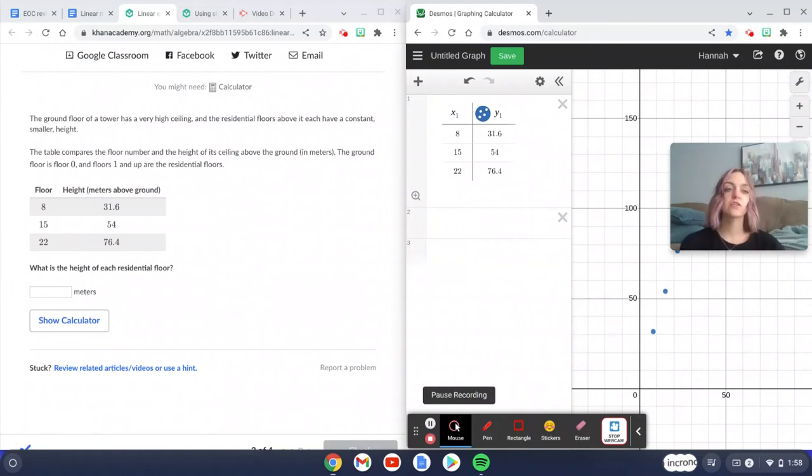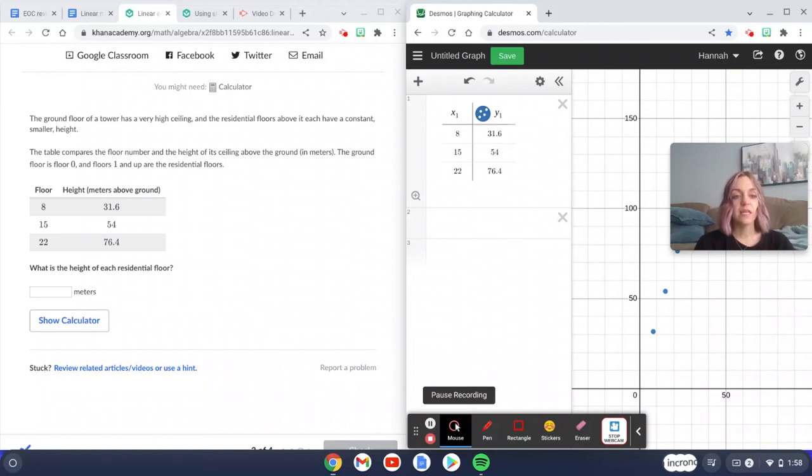Last problem that we're going to do together, it says the ground floor of a tower has a very high ceiling and the residential floors above it have a constant smaller height. The table compares the floor number and the height of the ceiling above the ground in meters. The ground floor is floor 0 and floors 1 and up are the residential floors. We have a table. I put it in Desmos. You should do that too.